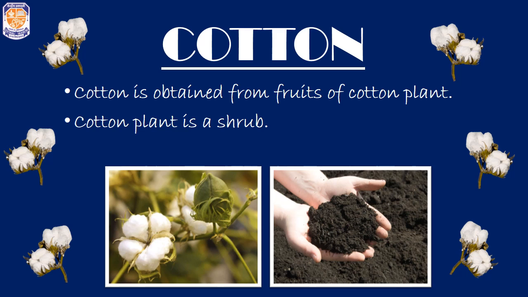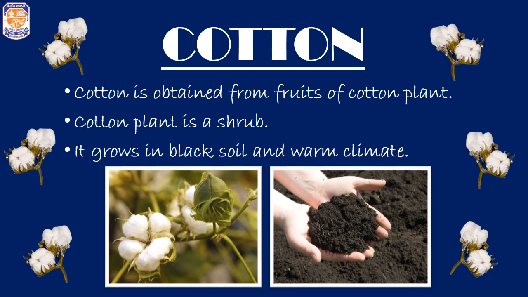And I hope by now you all know that there are three categories of plants that are based on their height. There can be a herb or a shrub or a tree. So cotton plant is a shrub. So its height lies between that of a herb and tree. It grows in black soil and warm climate.